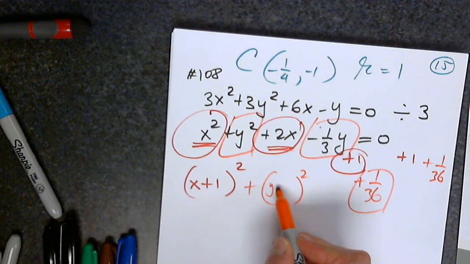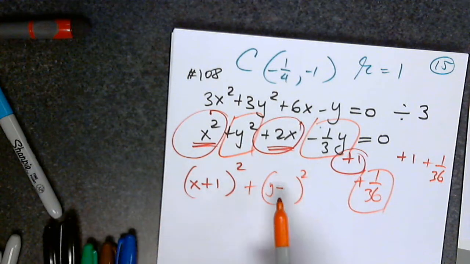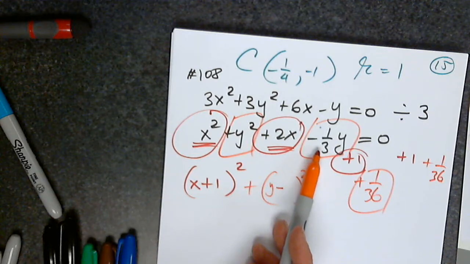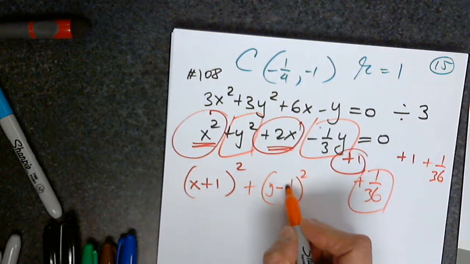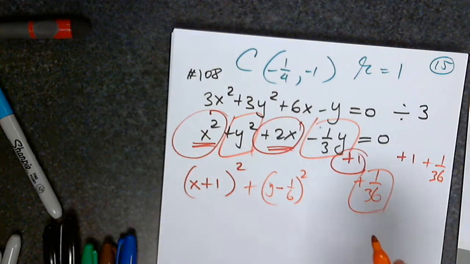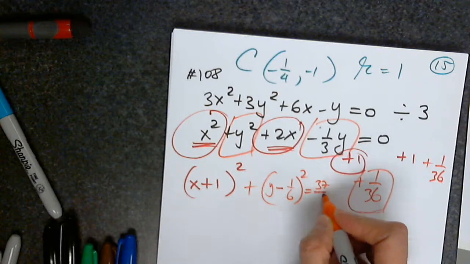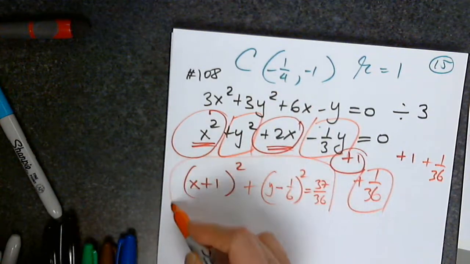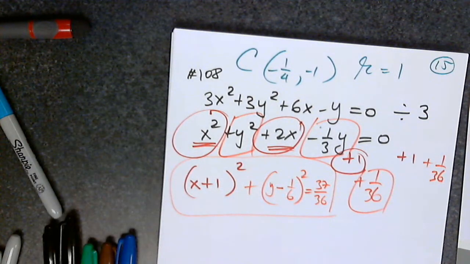Yes? It cannot be plus because the middle coefficient is negative. Exactly. And now I have to add those two numbers on the right hand side, which I get 37 over 36. Now I'm asking myself and I'm asking you, is this the equation of a circle? Yes.